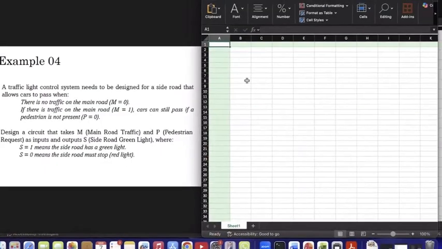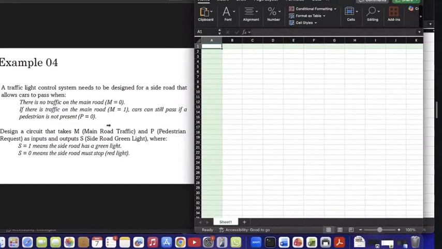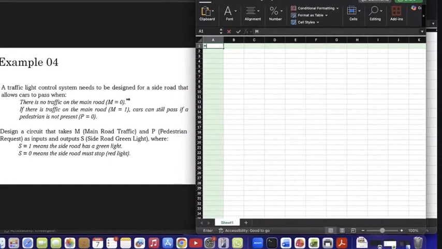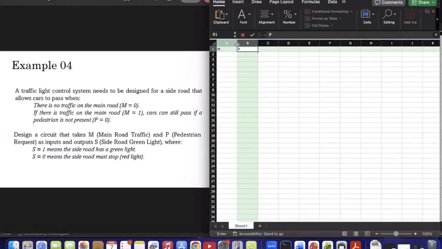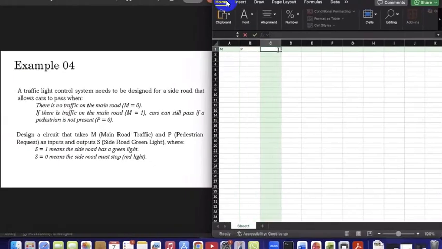They're talking about two things. First, you have to check the traffic on the main road and you have to check the availability of the pedestrian. Both are Boolean variables with only 0 and 1. According to these two variables, the traffic side road green light should blink or not. M, P, S, these three are there, right? So, how many variables?